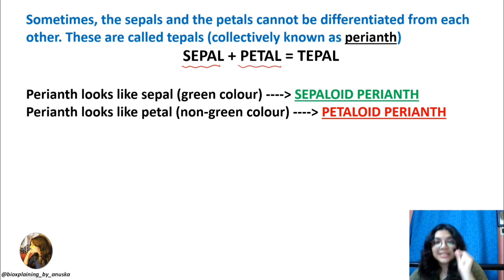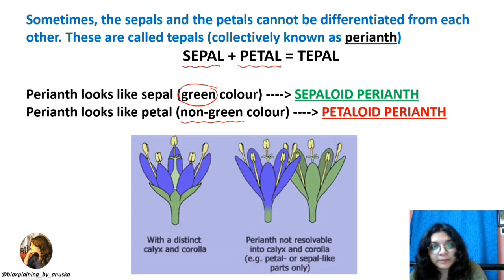So when the tepal looks like a sepal, or rather the perianth looks like the sepal, which is green in color, then you can call it a sepaloid perianth. And the other category, that is when the perianth mostly looks like the petal, or resembles the petal, meaning it is non-green or brightly colored, that is when you call it a petaloid perianth.